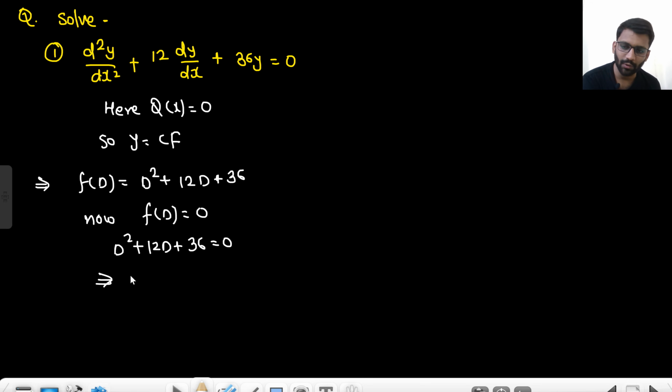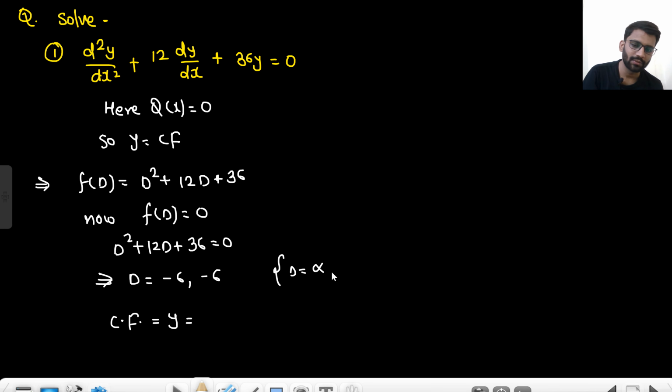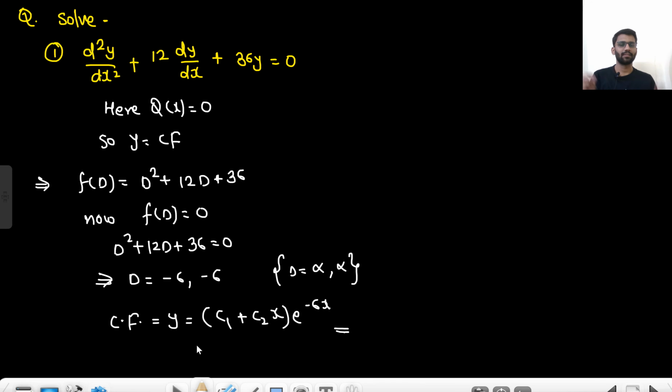So from here you will get two values of D, that will be minus 6 and minus 6, same values you get. So what is your CF now? It is y, with repeated roots alpha and alpha, D equals alpha and alpha. So what will you write? (C1 plus C2x) e to the power minus 6x. That's it.